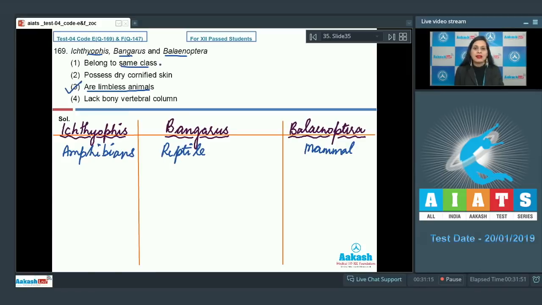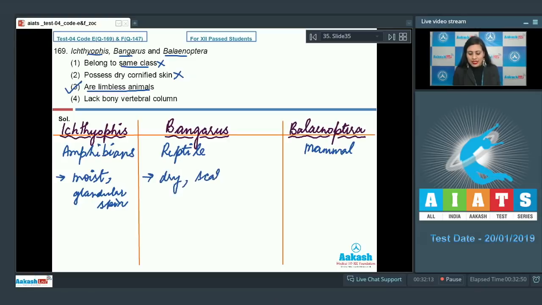The first option is belong to the same class, and this is an incorrect option. Ichthyophis belongs to class Amphibia, Bungarus belongs to the class Reptilia, whereas Balaenoptera belongs to the class Mammalia. Next option is possesses dry cornified skin, and this is also an incorrect option because Ichthyophis, which is an amphibian, possesses moist glandular skin. Bungarus, which is a reptile, has dry and scaly, or you can say cornified skin, whereas Balaenoptera has dry skin but contains many types of glands.